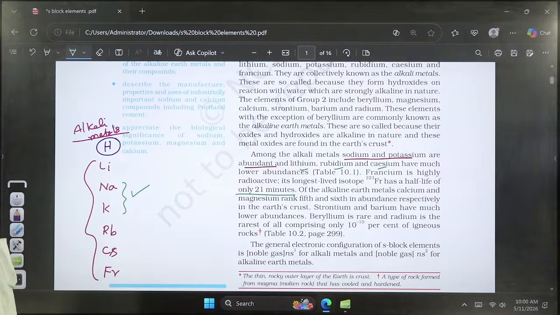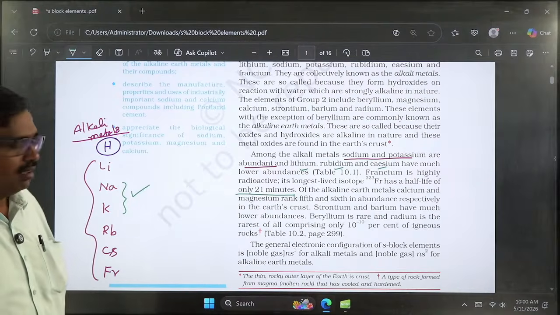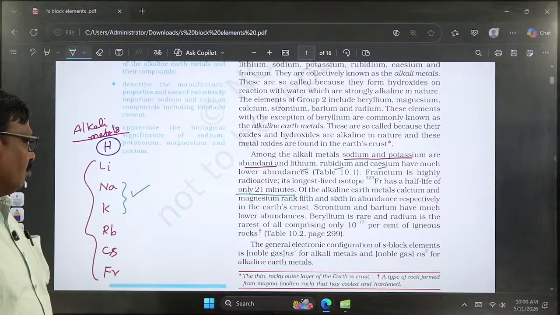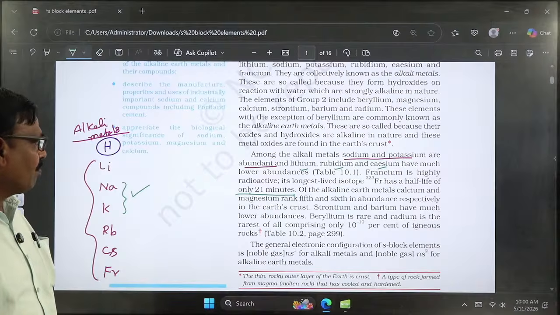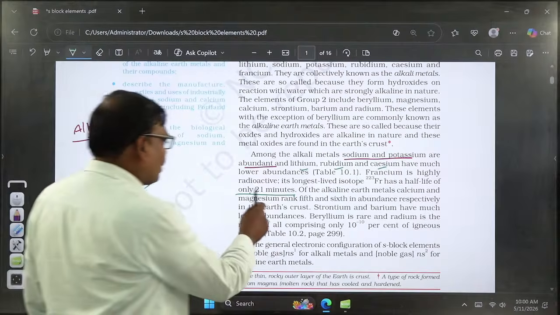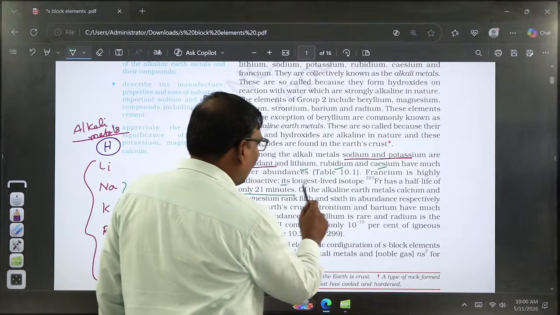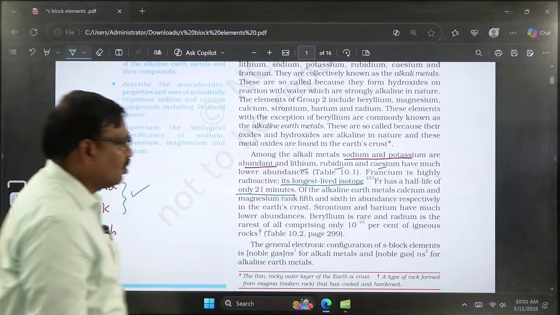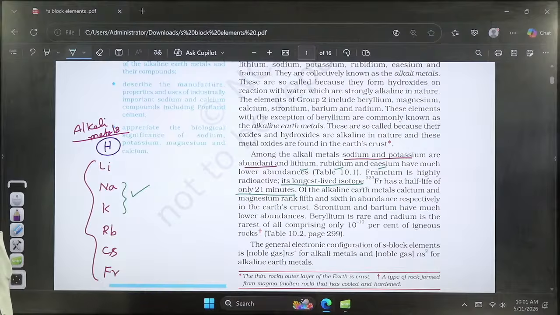Actually, the life of radioactive elements is measured by using half-life period. It is the time taken for the completion of half of the quantity, indicated by T half. So here francium is highly radioactive. Its longest lived isotope, francium 223, has only 21 minutes. This is all about alkali metals.